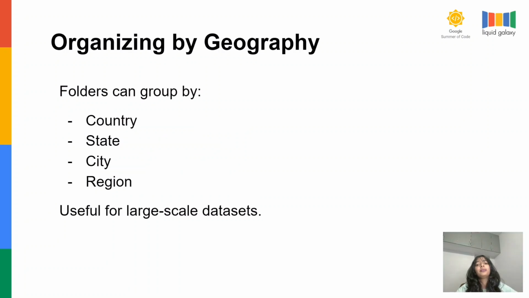Organizing by geography. When you move into large scale GIS projects, we have to talk about geographic partitioning. If you are visualizing data for the entire country of Spain, you can't simply have one folder for hospitals. You need a nested hierarchy: Spain, regions, cities, and hospitals. Why? Because Liquid Galaxy is a high resolution environment. Users will zoom from the global view down to the street level view.